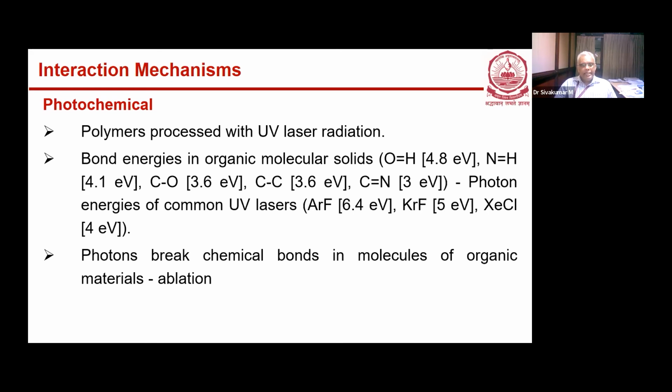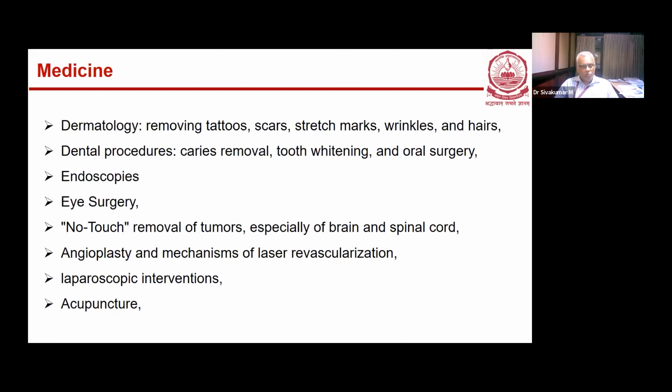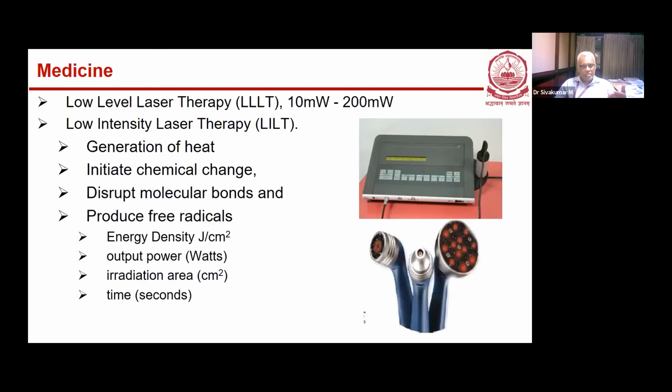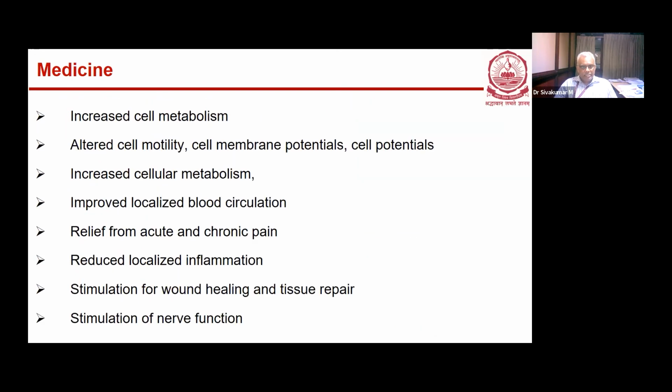Okay. Then in the case of medicine, what are the applications? You can see there are several applications I listed. I will just go through one of the very good applications. There is low level therapy, 10 milliwatt to 200 milliwatt, low intensity laser therapy. So it will generate some heat, initiate chemical change, disrupt molecular bonds and produce free radicals. I will show some of the things in medicine.